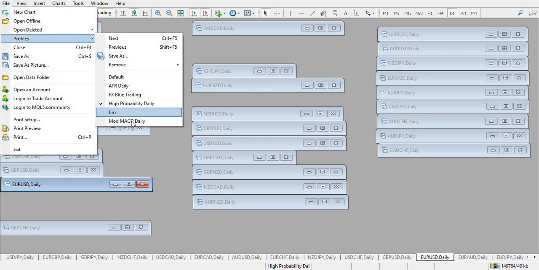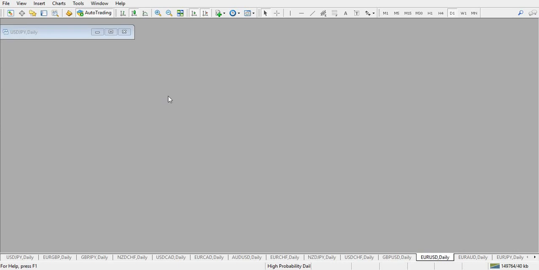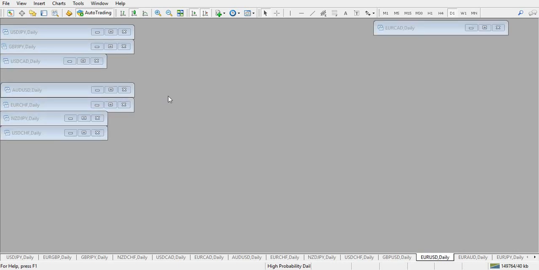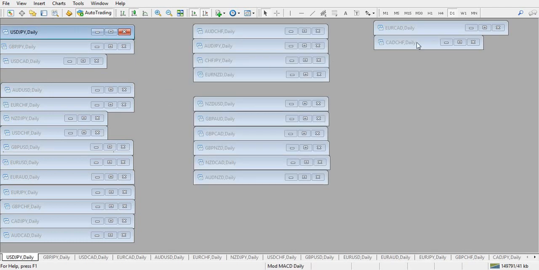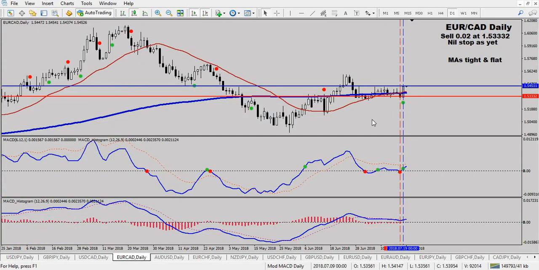Geez, I'm having a shocker this morning. Let's look at the modified MACD. It's a lot quieter on those charts, and once it comes up, we'll see. It's a pretty quiet news day today, so not much happening there either. Just one item, I think, out of one country. Right, let's have a look.